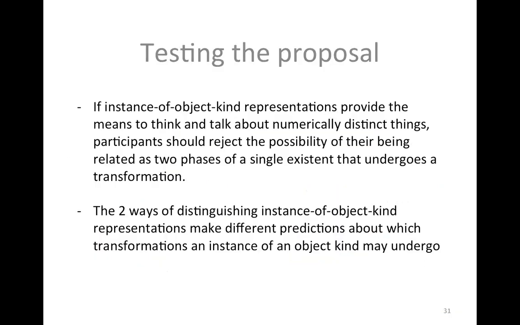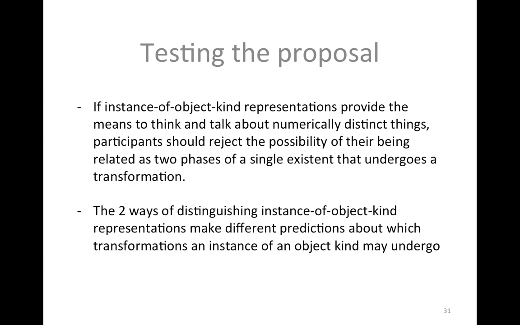Okay, so given this proposal for the instance of kind representation, we tested the proposal in the following way. If instance of object kind representations provide the means to think and talk about numerically distinct things, participants should reject the possibility of their being related as two phases of a single existent that undergoes a transformation. And the two ways of distinguishing instance of object kind representations make different predictions about which transformations an instance of an object kind may undergo.